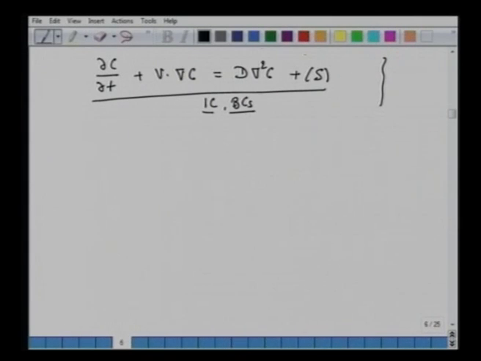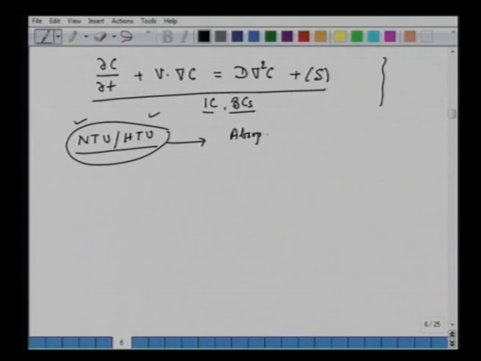Alright, but here we said that instead of solving these comprehensive differential equations, there's an approach of NTU and HTU. So if you recall, we did make some species balance, we had simplifications, then we invoked the concept of number of transfer units and height of transfer unit. This approach can be applied in absorption. We can also apply it in adsorption. So there also it's possible to apply this type of approach.